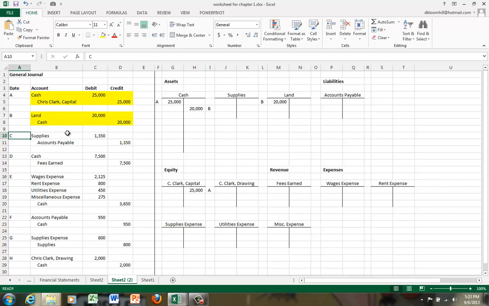Now let's move on to transaction C. We've already posted A and B. The first line in transaction C is giving us an instruction. Go to the supplies T. Amount is $1,350, and it goes in the debit column of the supplies T. So we go to our supplies. The amount is $1,350. It goes in the debit column, and that one comes from transaction C.